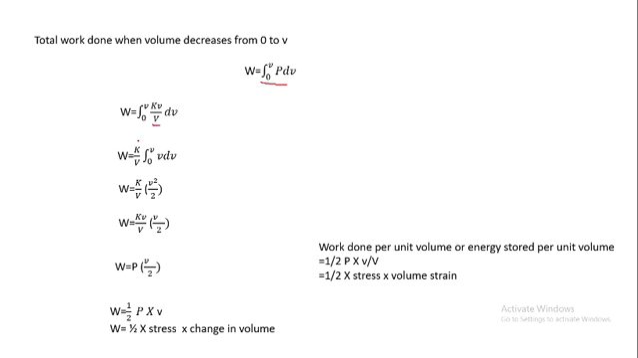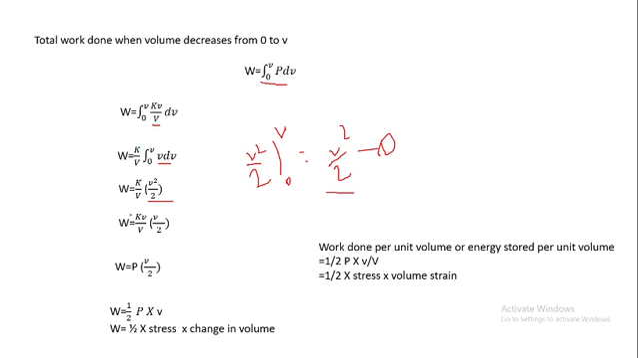Now K is the bulk modulus. It is a constant for the corresponding material. V is the original volume, so it is also constant. You take it outside, so 0 to V, v into dv. If you take the integration of x dx, that is x square upon 2. So we get v square upon 2, where the integration limit is 0 to V. If we write it, we get v square upon 2 minus 0, so it is v square upon 2.